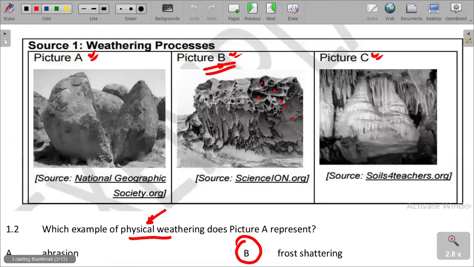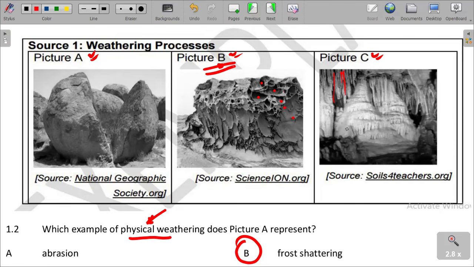Identify a chemical weathering process in picture C. In picture C, a chemical weathering process that is taking place. Picture C, as you can see here, we can see some forms of rock that is being worn out, and it can show some acidic processes that are taking place. As you can see, some small pathways are being eroded from the rock as the water flows on top of the rock mass.